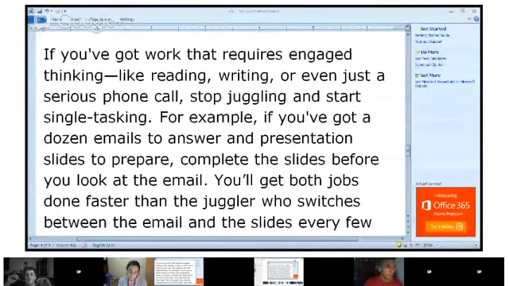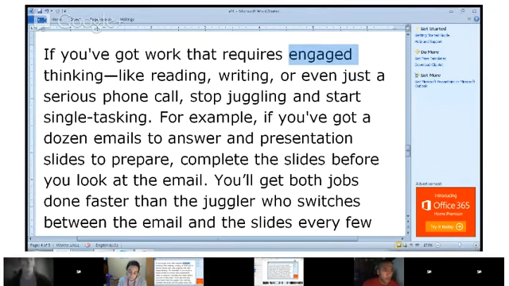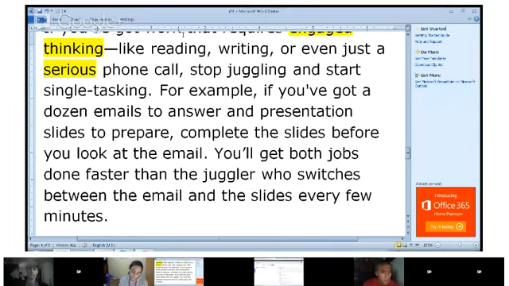If you have got work that requires engaged thinking, like reading, writing, or even just a serious phone call, stop juggling and start single tasking. For example, if you have got a dozen emails to answer and a presentation slide to prepare, complete the slides before you look at the email. You will get both jobs done faster than the juggler who switches between the email and the slide every few minutes.